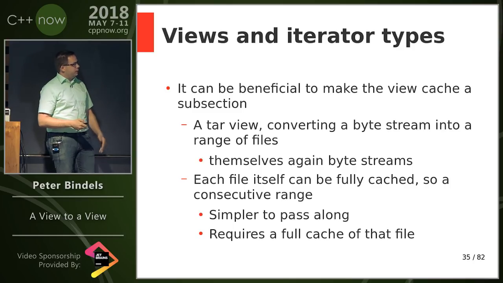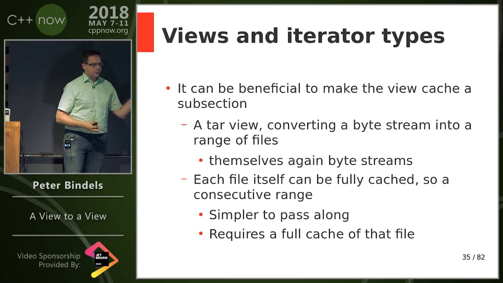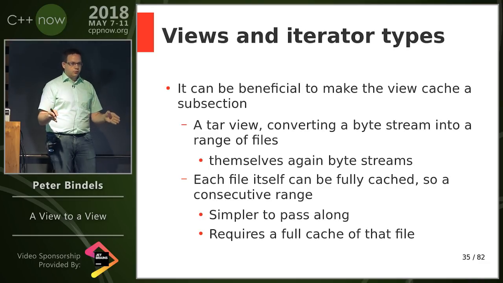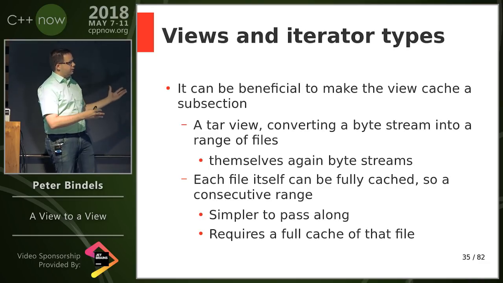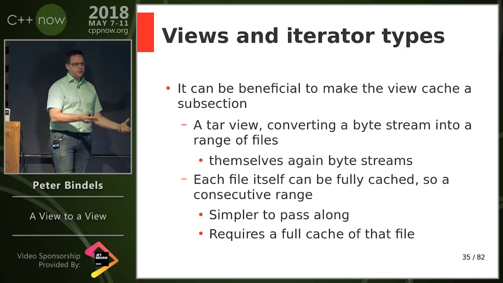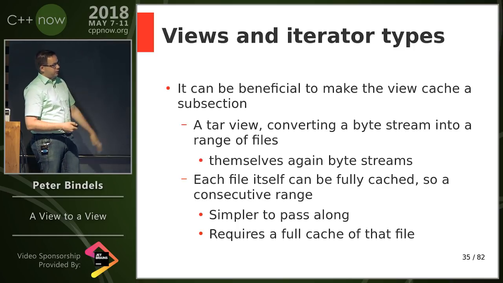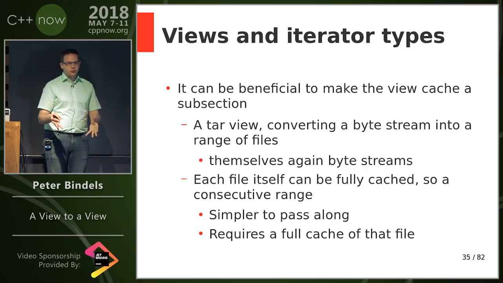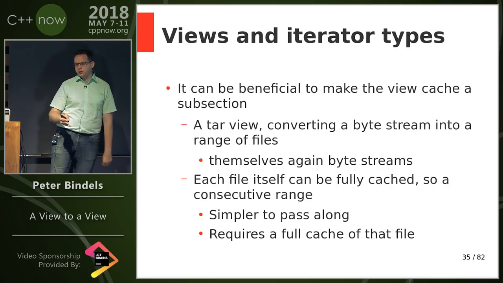And the basic idea could be that you have a tar view that takes a byte stream that's bidirectional, or an input stream, for example, from a gzip input, and cache just the file that you're on right now, which means that it's still an input range, but the file that you're exposing is itself consecutive. And in that case, you can cache that, but it does mean that you're caching a big bit of storage in your view. So it's a bit of a trade-off.